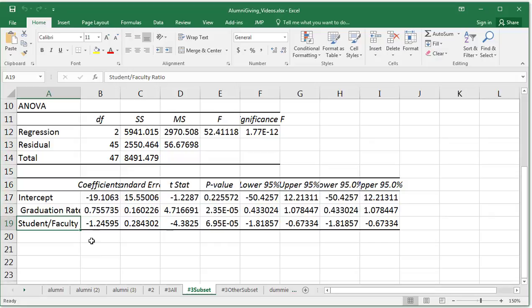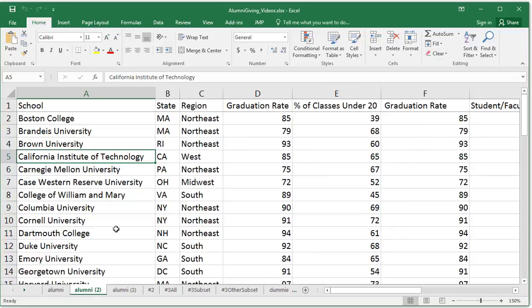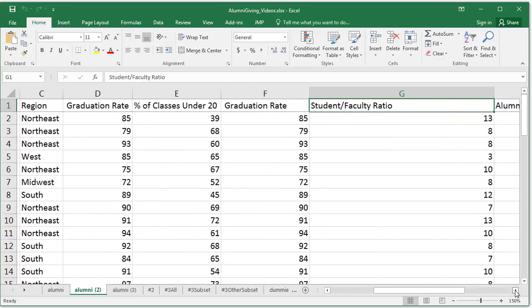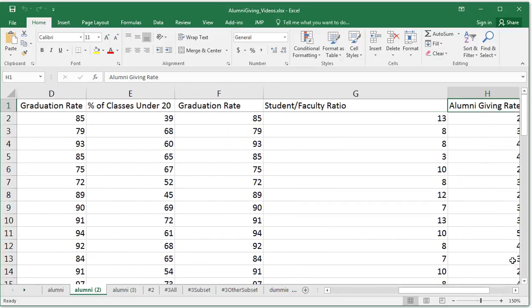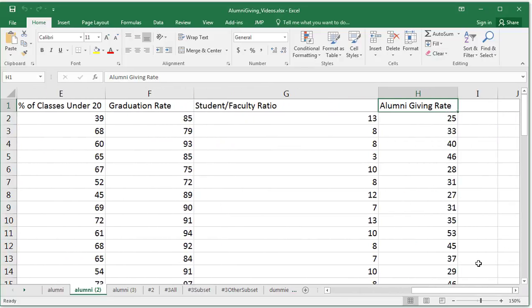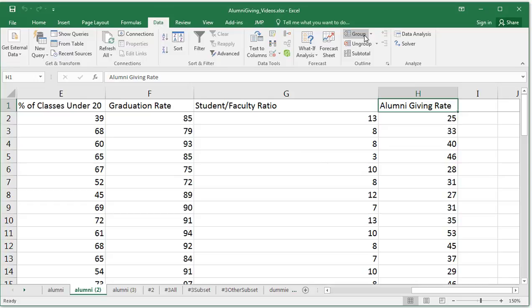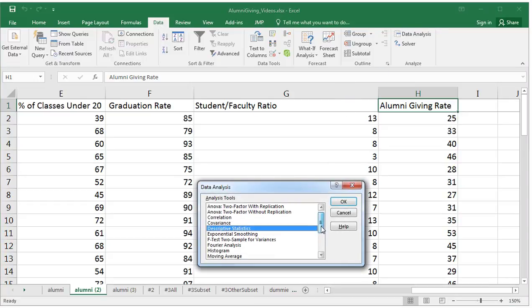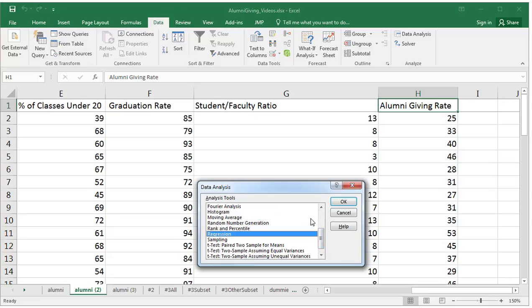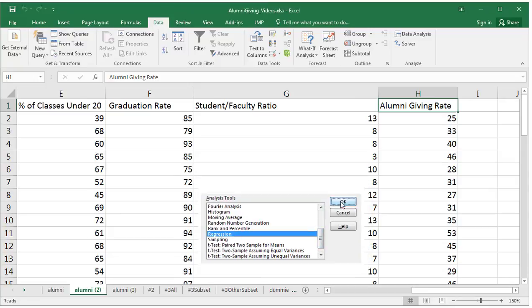So to do this, we used Alumni 2 because graduation rate and student faculty ratio were next to each other, and alumni giving rate was what we were trying to predict or infer something about. So I'm going to go back to data analysis, and run the regression again. We've already done this in a past video, but we're doing it again.